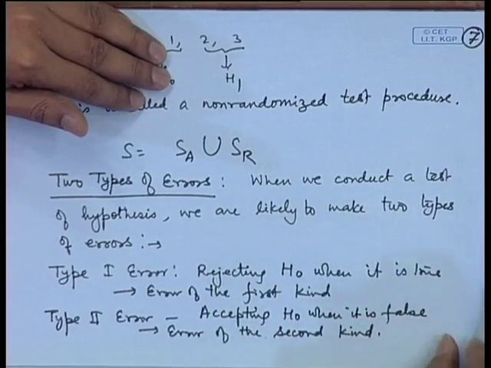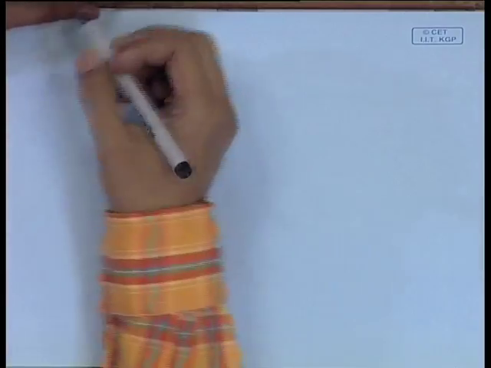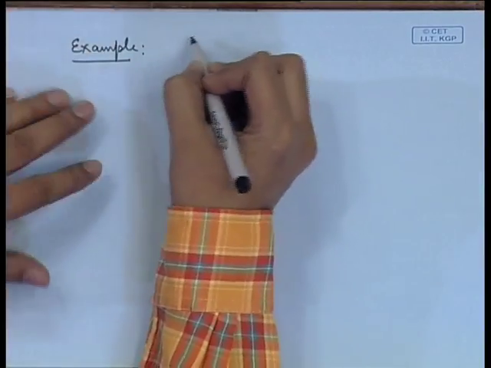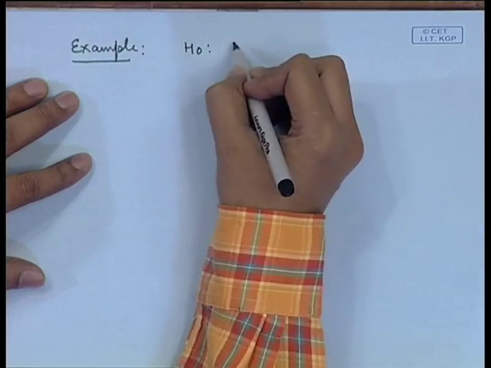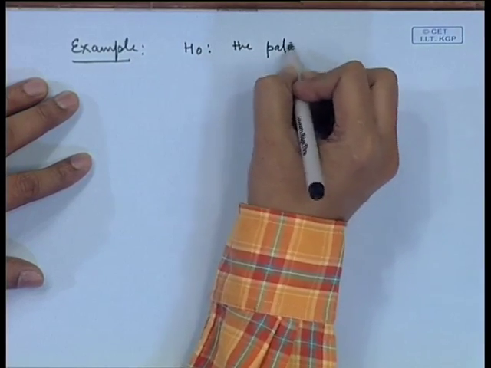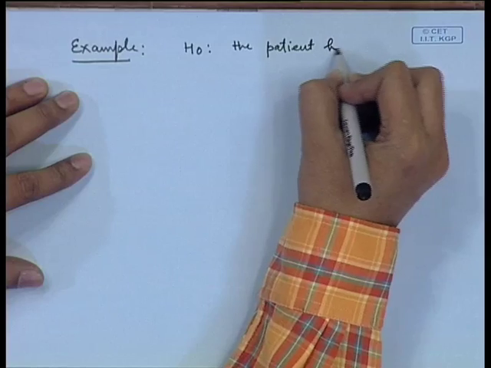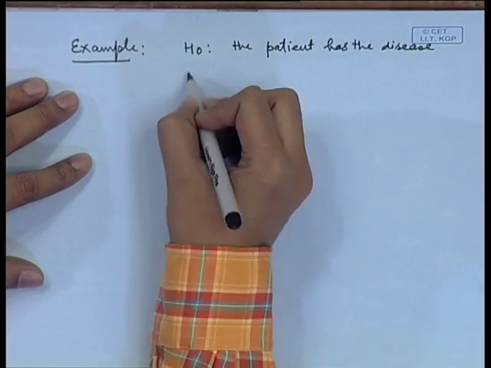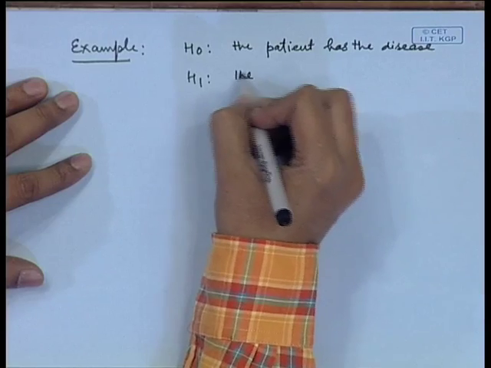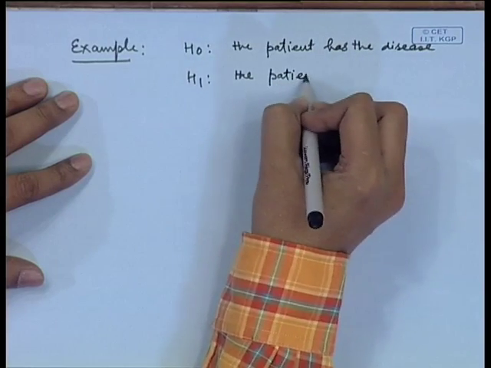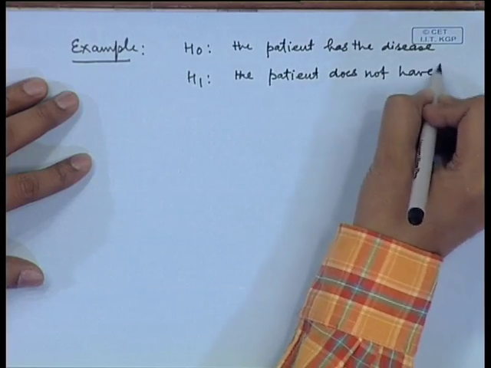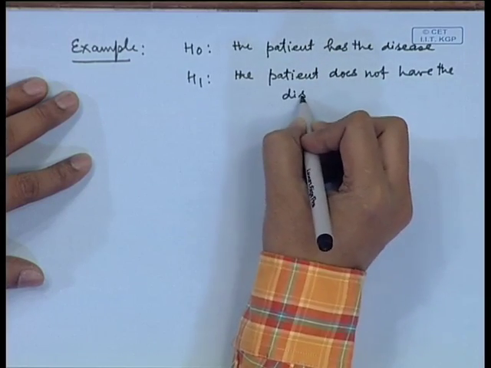Now, let us look at the null hypothesis and the alternative hypothesis in this case. So, H naught may be the patient has the disease, and H 1 is that the patient does not have the disease.